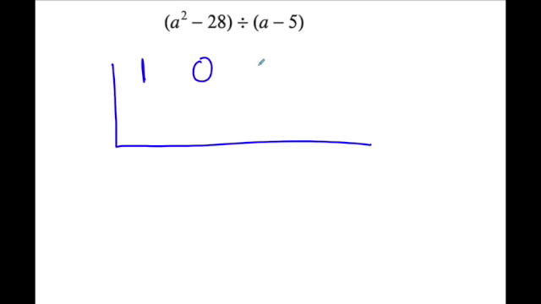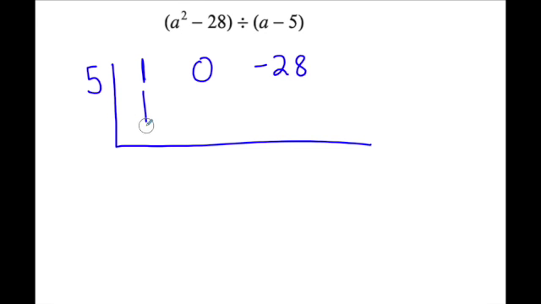All right. So what we're going to do, set up the box, and we have 1a squared, no a's, -28. And what's going to go out here? We're going to put a 5. Beautiful. Okay, so given that, we're going to go ahead and get started.